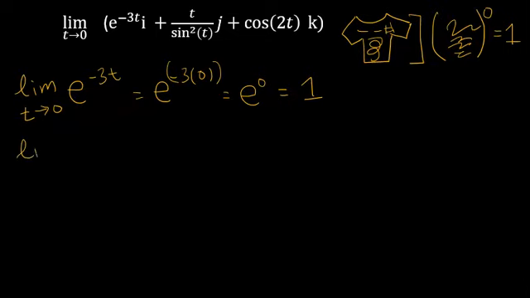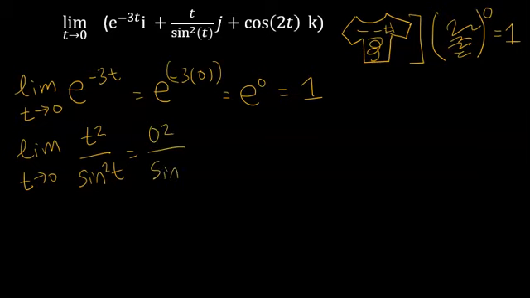Let's try the next guy. So I have the limit as t approaches 0, right? This time I have a little fraction going here. So let's go ahead and replace everything with 0. Okay, so what does that give me? It gives me a 0 up here, and sine of 0 is actually going to give me a 0 as well. So I can't have this.